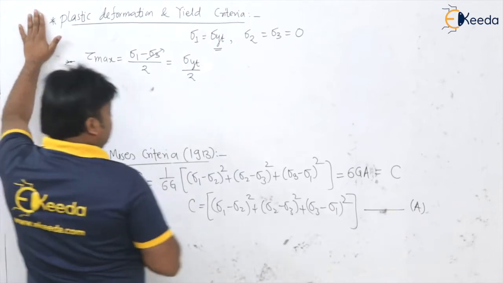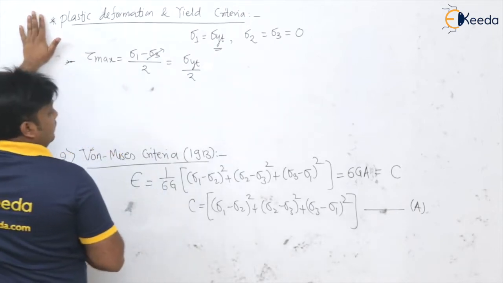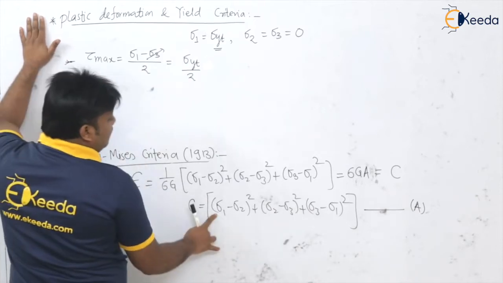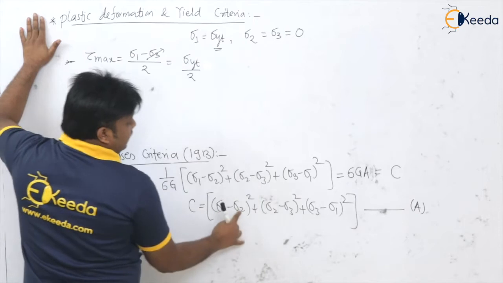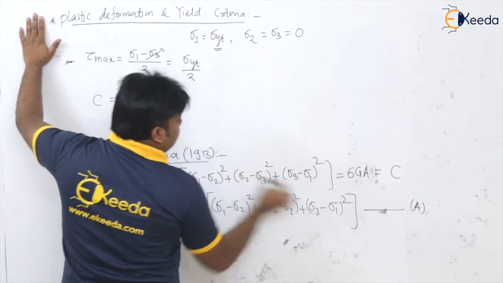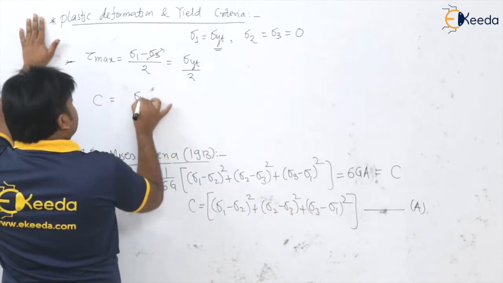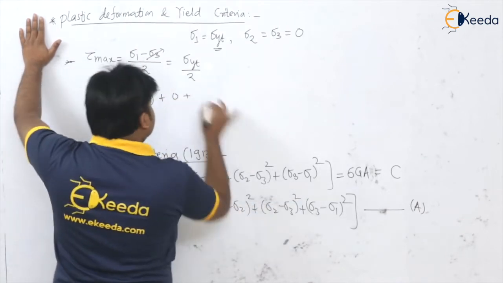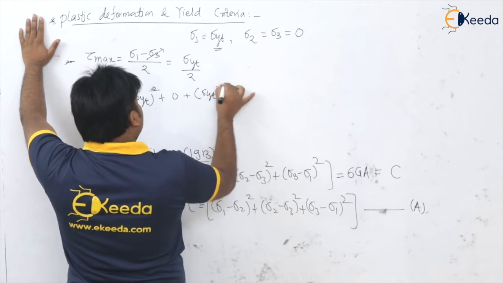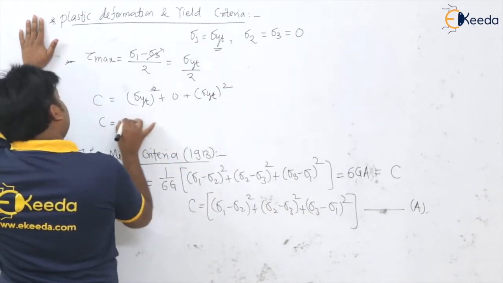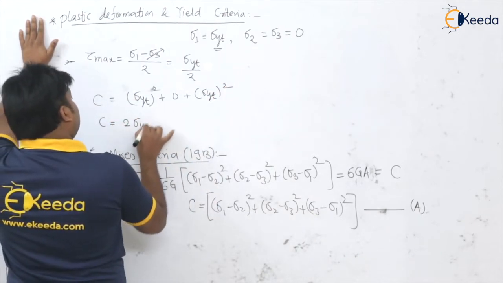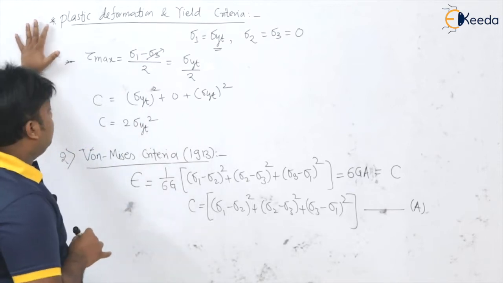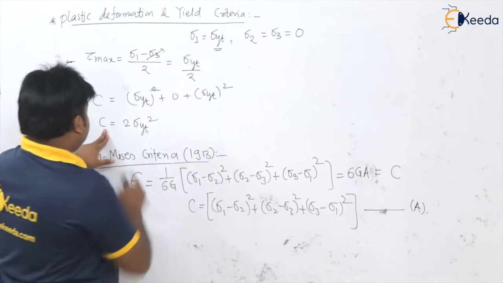And by the von Mises criteria, what I can write here, that is, C is equal to sigma 1 now replaced by sigma yt, sigma 2 and sigma 3 becomes 0. So that is sigma yt square plus 0 plus sigma yt square. So C here I got as 2 times sigma yt square. Please, very simple. And we know what C is equal to.